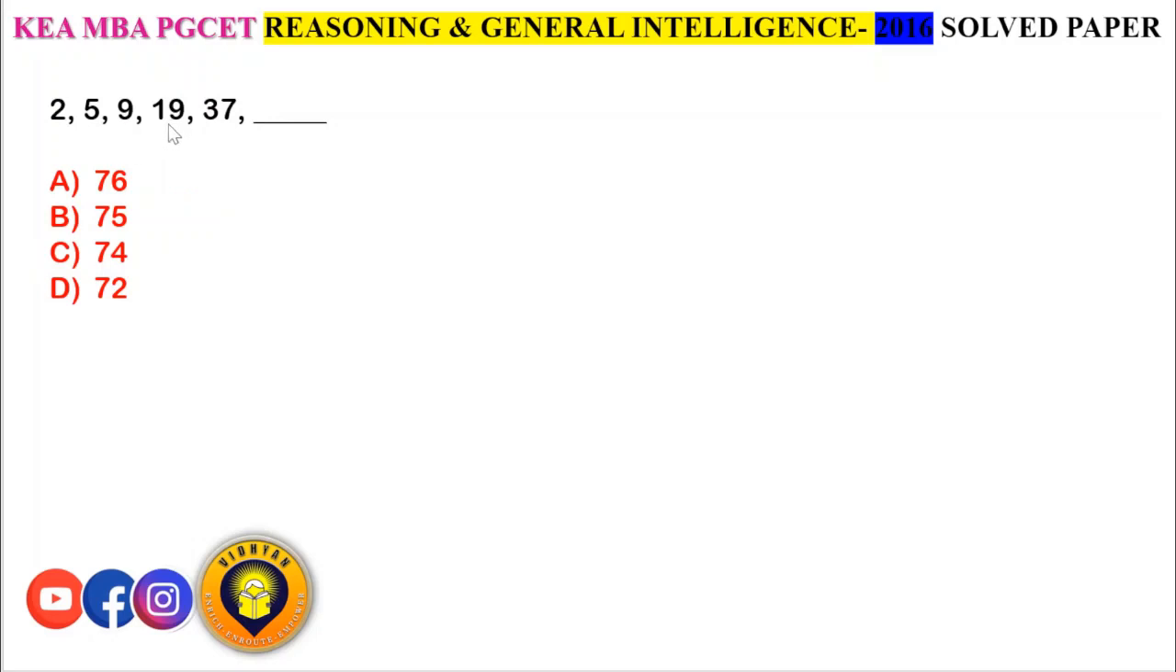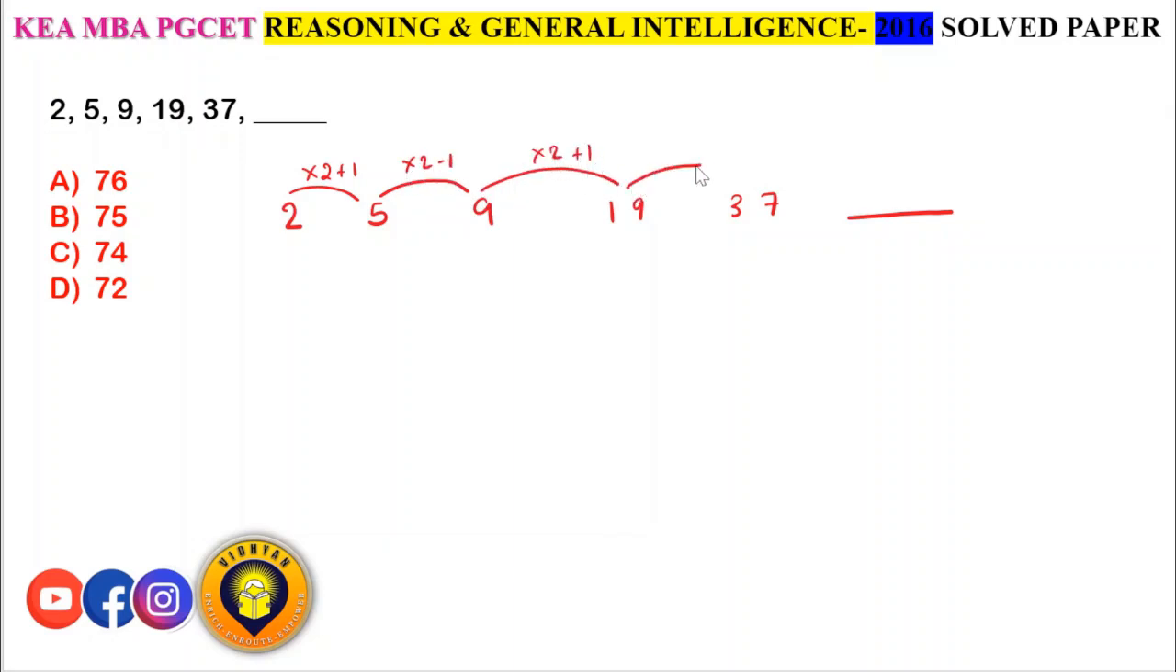2, 5, 9, 19, 37. If you observe these numbers closely, they look almost double. Here it is times 2 plus 1, 2 times 2 is 4 plus 1. Here it is times 2 minus 1. This is times 2 plus 1. Therefore this is times 2 minus 1. So what will be the next one? Times 2 plus 1. So 37 times 2 is 74, 74 plus 1 is 75. Option B.